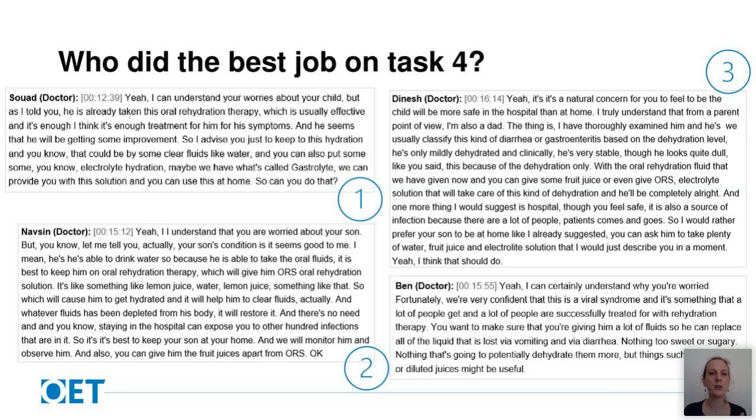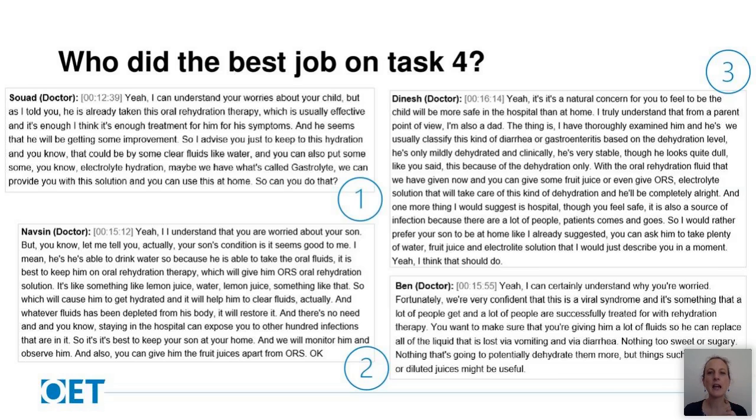Number 2 also lacked some clarity by mixing the type of fluid to give with the reasons for giving the fluid and then returning again to the type of fluid to give. And it also included some quite technical language that perhaps the parent wouldn't have been so familiar with.